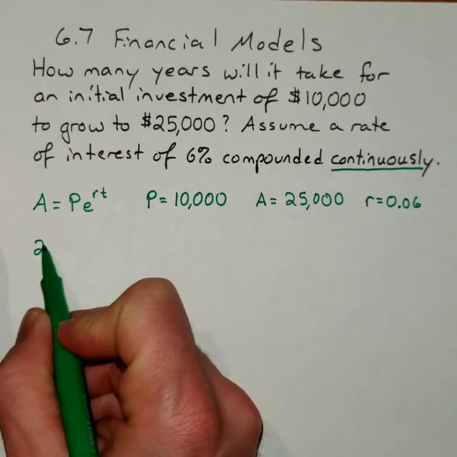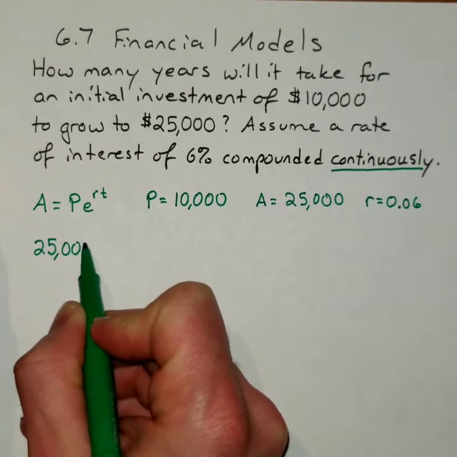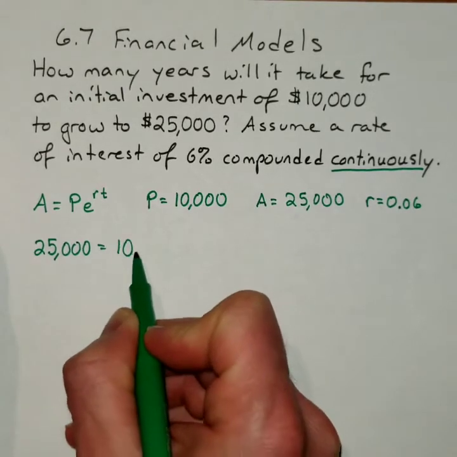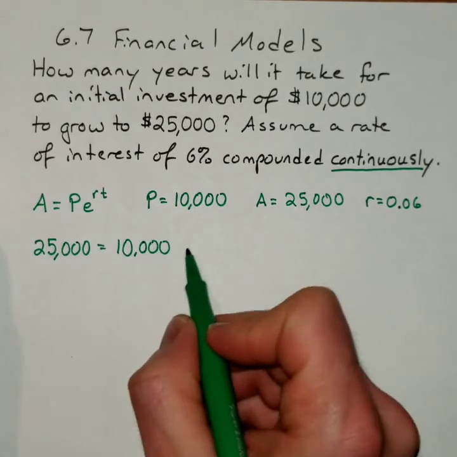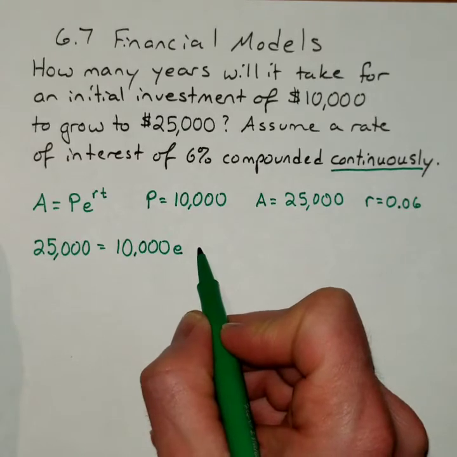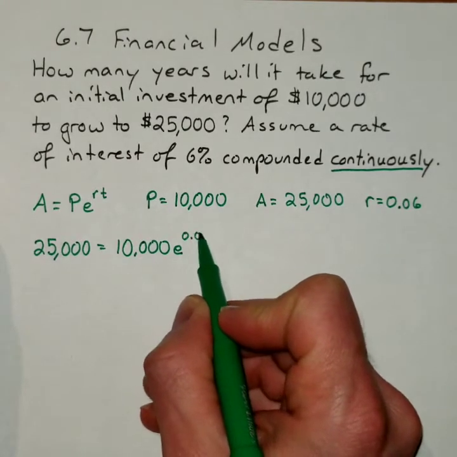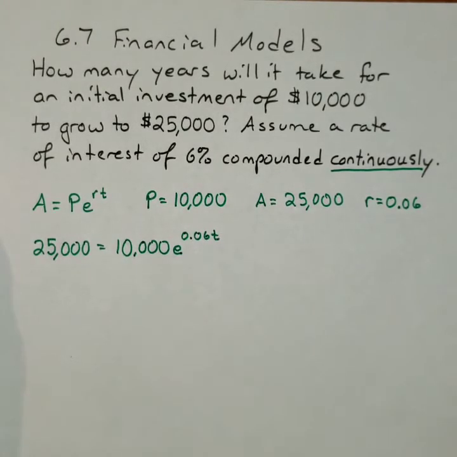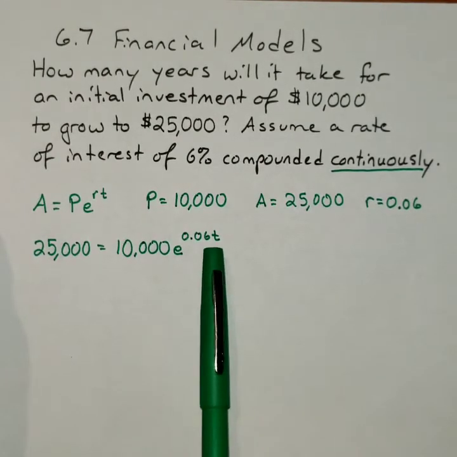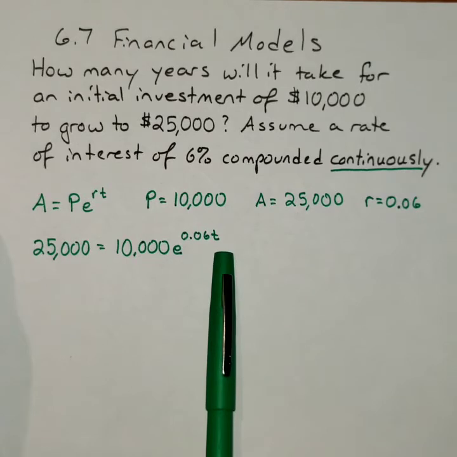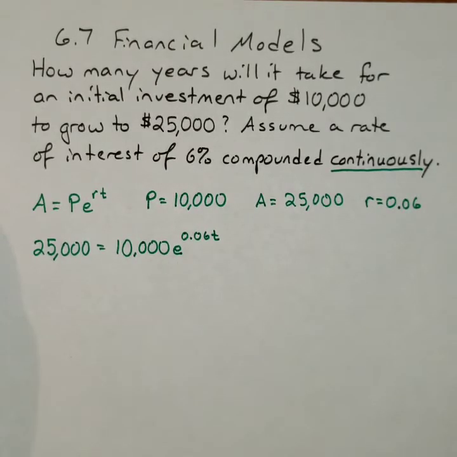So we plug all the rest of this into the formula. We get 25,000 equals 10,000 times e to the 0.06t power. Now I'm trying to solve for t. t is up in the exponent. That makes this an exponential equation, the type of equation we solved in the last section before moving into the applications here.